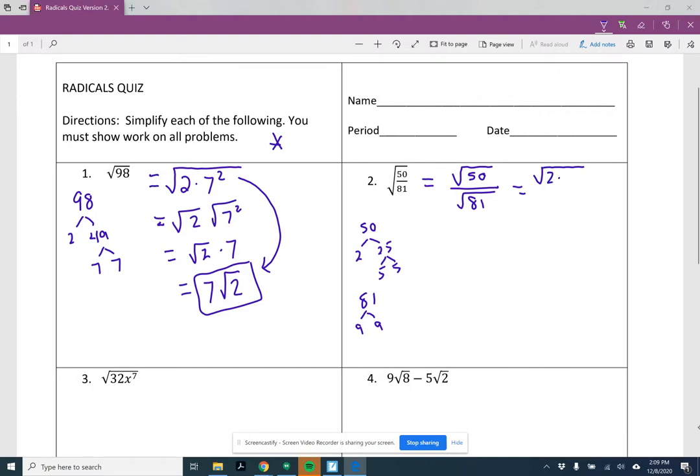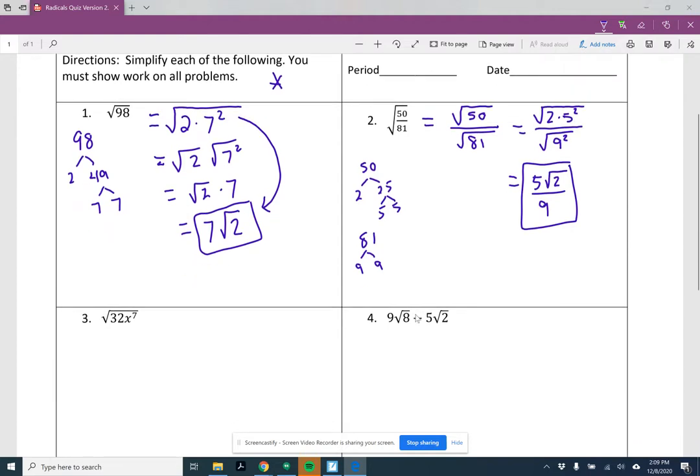So we got 2 times 5 squared from the square root of 25. Square root of 81 is 9 squared. In the numerator, 5 comes out because the square root of 25 is 5. In the denominator, 9 comes out, and we have our answer. 5 times the square root of 2 divided by 9.